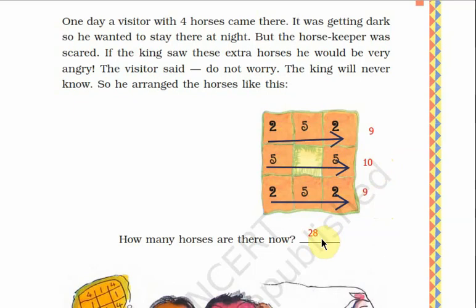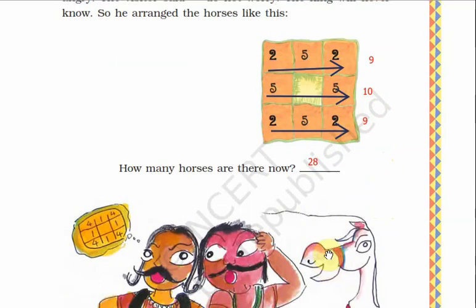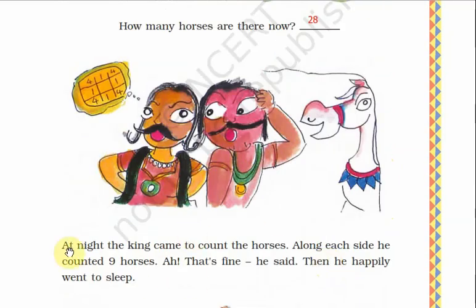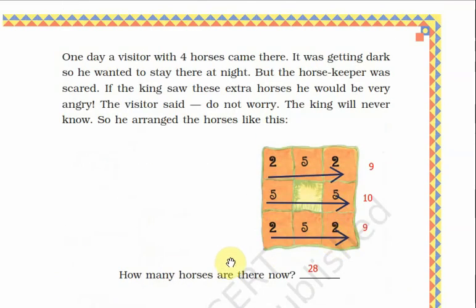Now the king came during the night time and he started counting. See, at night the king came to count the horses. Along each side he counted 9 horses. That is fine, he said. Then he happily went to sleep. See, what is the problem with the king? The king knows only counting up to 9. From each side he has to count 9.